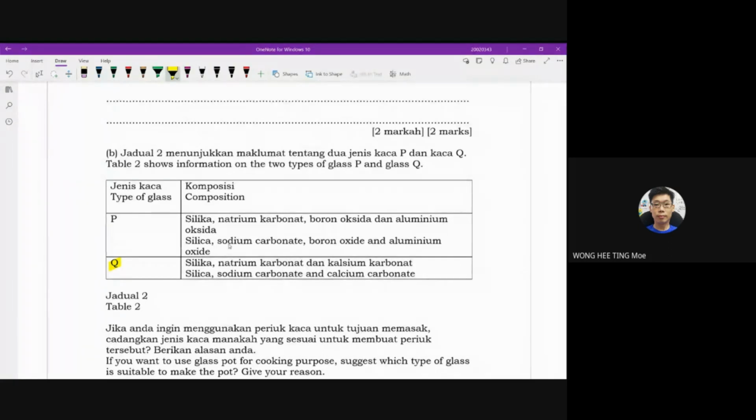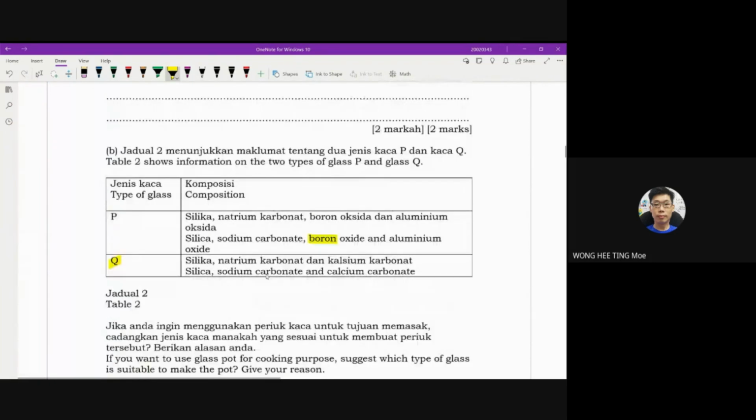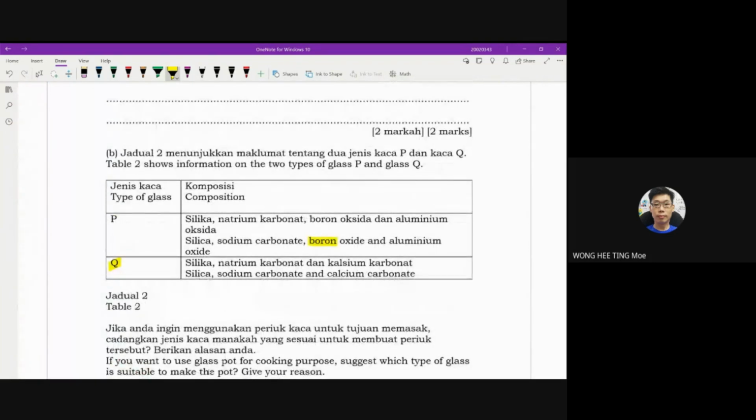Borosilicate. Yes, borosilicate. You see this one, very easy to recognize. Boron oxide. If it has boron oxide, it means that it is a borosilicate glass. Now, if you want to use the glass pot for cooking purposes, suggest what type of glass is suitable to make the pot. Give a reason.